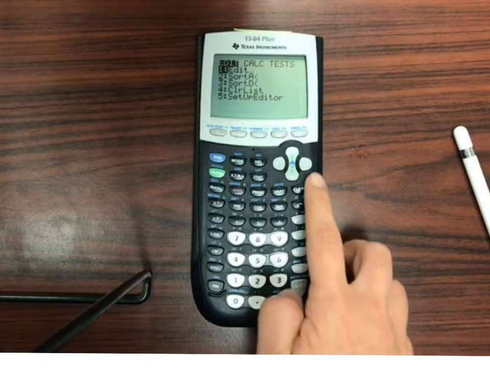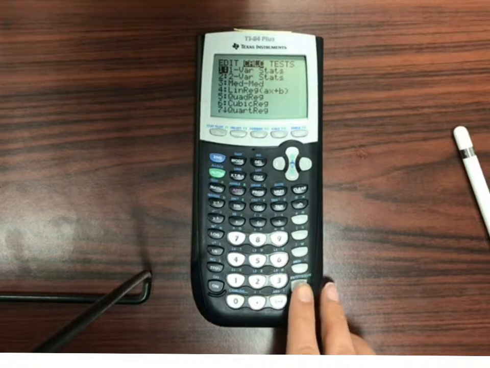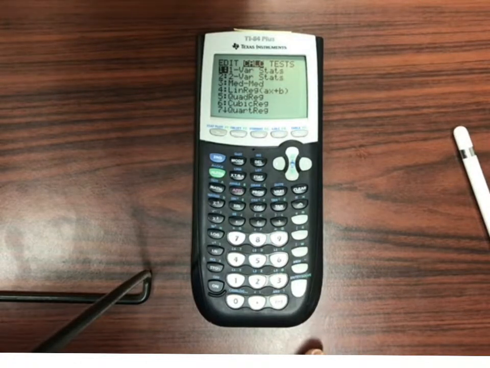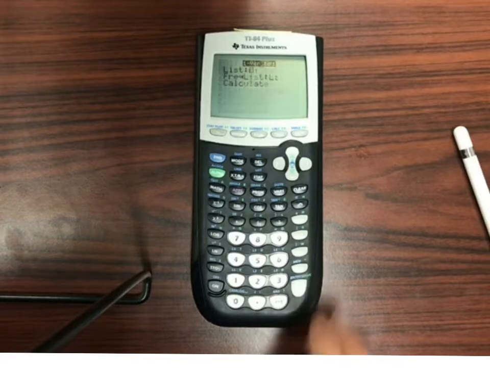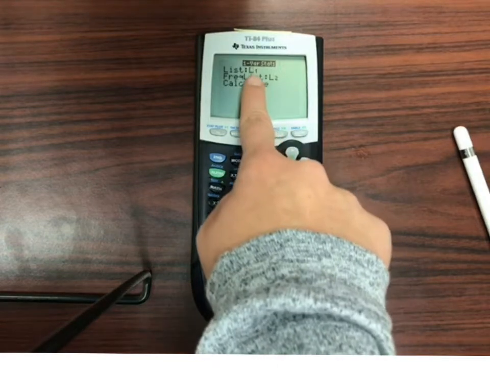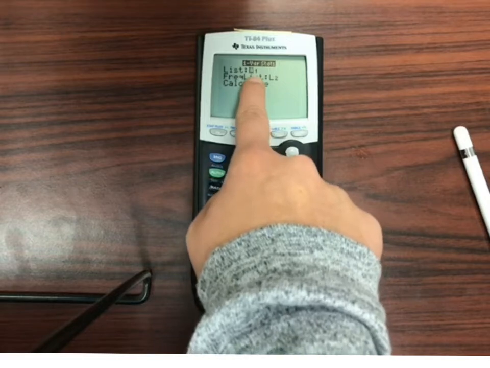This time we want to calculate something. And we want to calculate one variable statistics because we only have one variable. It's one list. The frequency list is not its own variable. It just tells us how many there are of every data point of the variable that we have. So we're just talking about the one variable. We want to make sure that when we do this, that in the list it says L1 because that's the list that we're trying to calculate the mean and the standard deviation for.